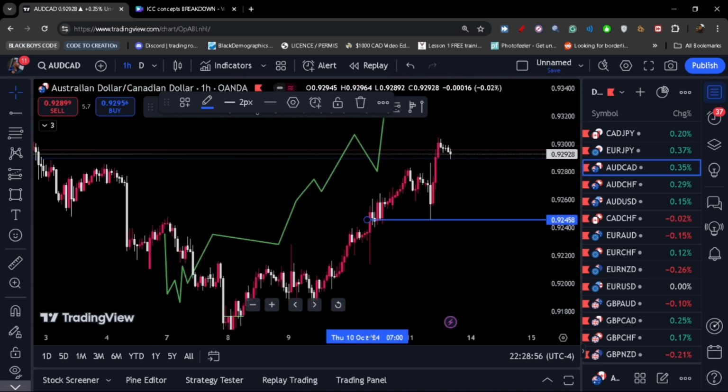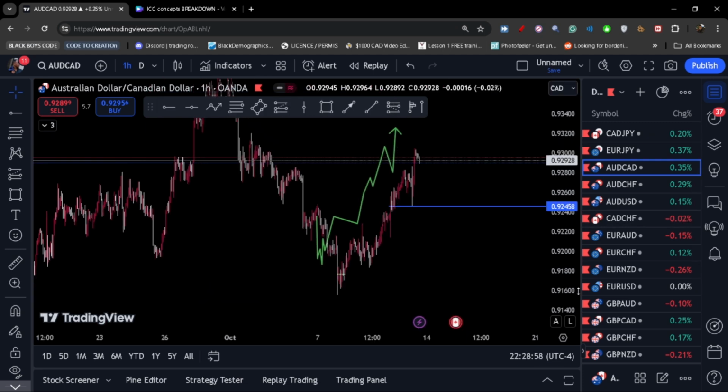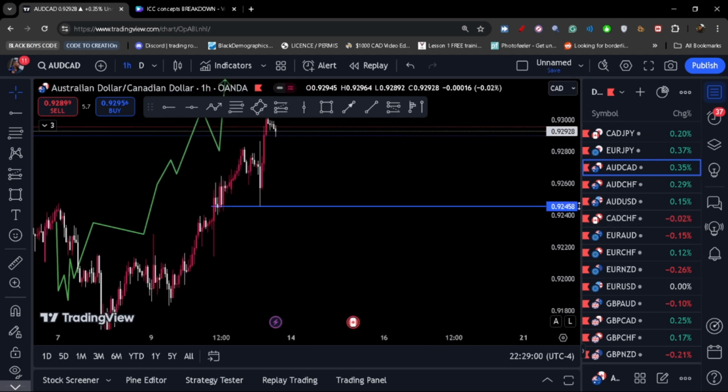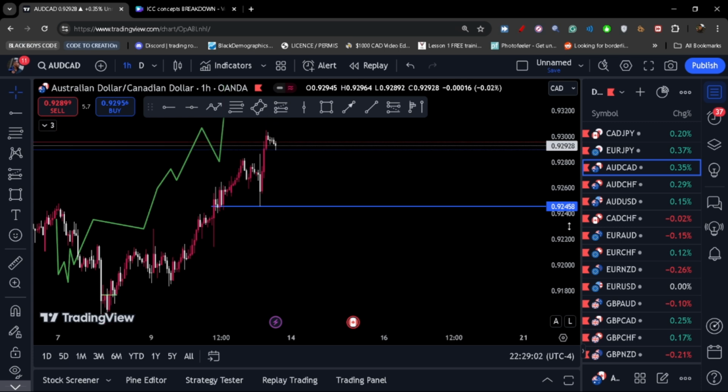Literally nobody's telling you this, guys. I mean, maybe Alex G is telling you this, but honestly, no one is telling you this in the forex markets. No ICT trader is telling you this, guys.